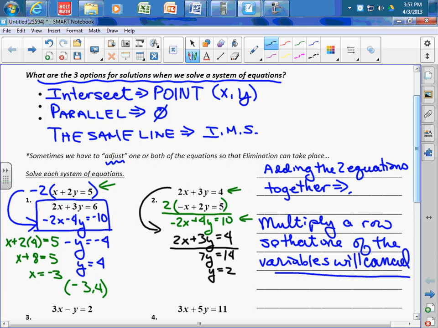So I'm going to take that 2 and put it into either one of the equations. I'm not going to deal with the negative here, so I'm going to put it into the top equation. So 2x plus 3 times 2 is equal to 4. 2x plus 6 is equal to 4. When you subtract 6 from both sides, 2x is equal to negative 2. X equals negative 1, so you get the point negative 1, 2.